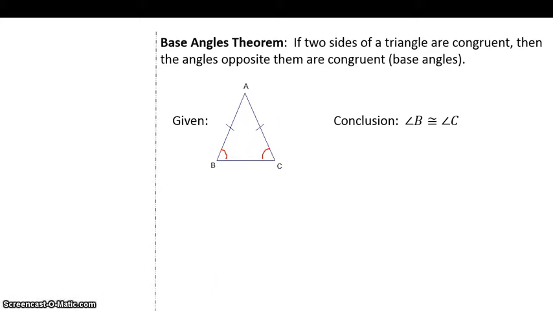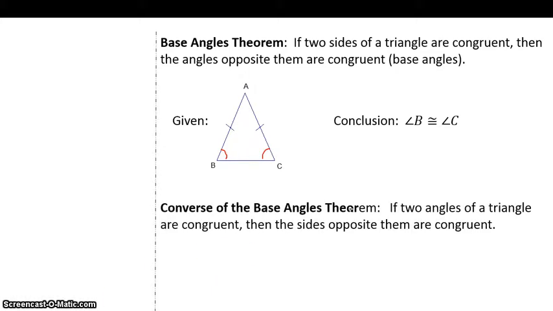Now the converse of the base angles theorem works too. Remember, the converse is when you take the original statement and switch the hypothesis and the conclusion. So the converse of the base angles theorem says if two angles of a triangle are congruent, so now we're starting with the angles being congruent, then the opposite sides are congruent. So the sides opposite those are congruent.